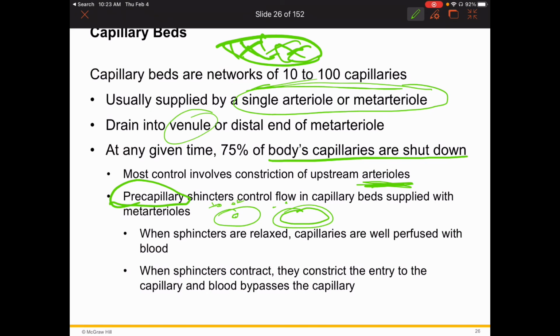Okay. When the sphincters are relaxed, capillaries are going to be well perfused with blood, meaning that when the door is open, the sphincter is relaxed. And when they contract, meaning the hole gets teeny tiny, it cuts off mostly everything except maybe a little bit of plasma.